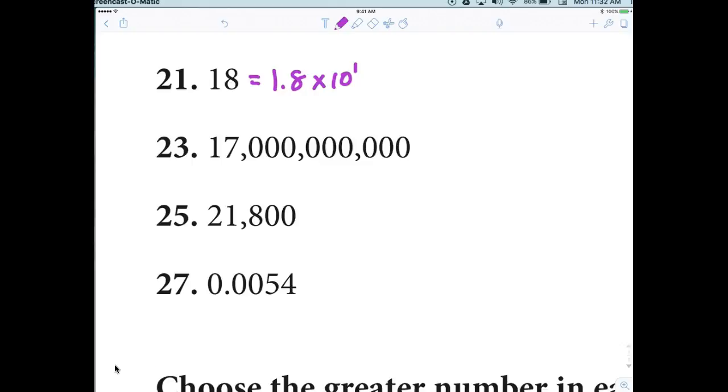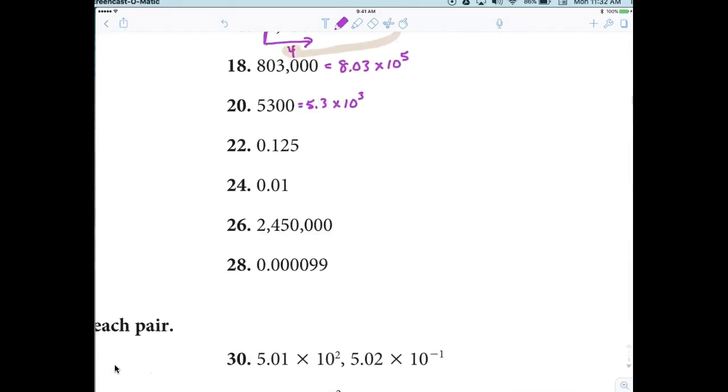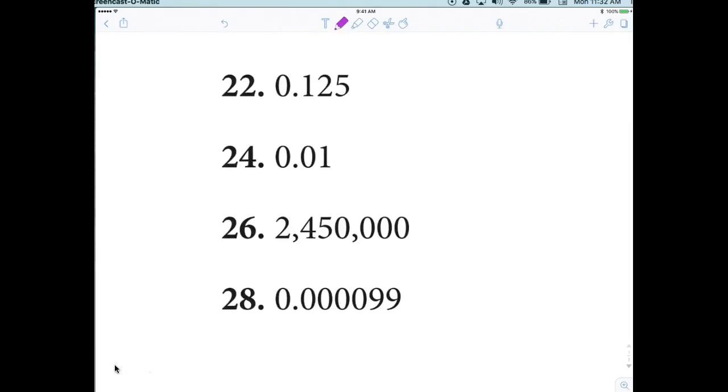All right, Jesse, you want to help me out with 22, please? What are you thinking? Okay, so first you put 1.25. Then you automatically put times 10, and that would be to the negative 1 power, because you just moved it one spot. Easy, right? Very, very easy.